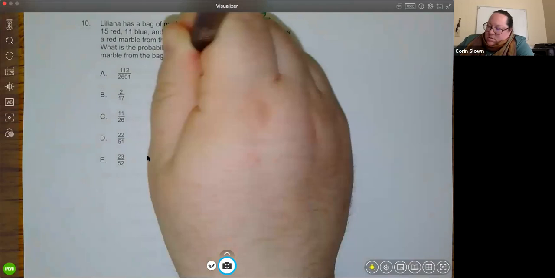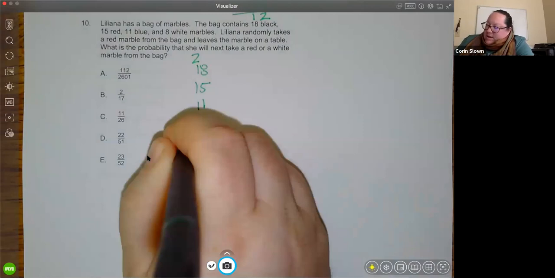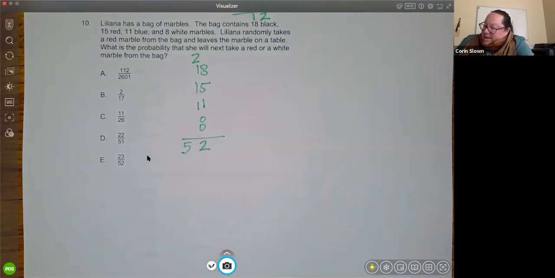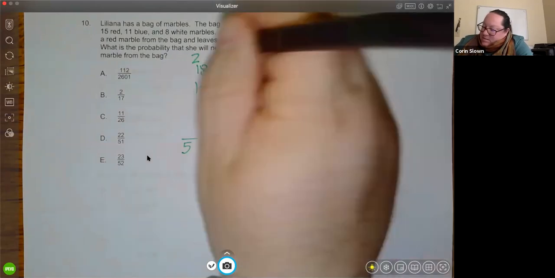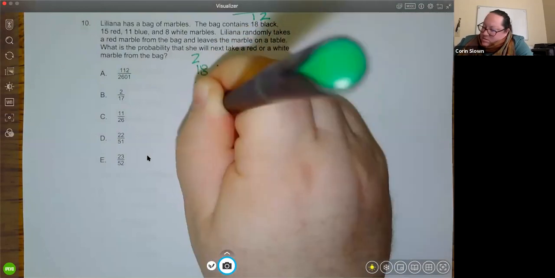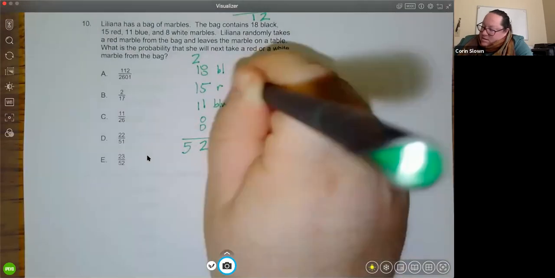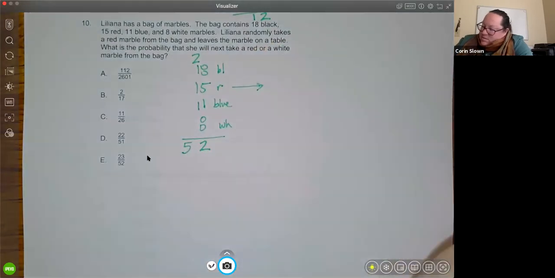Carry my 2. 2 plus 1 plus 1. So I've got 52 marbles total. Then it says Liliana randomly takes a red marble from the bag and leaves the marble on a table. So now let's think about this. If this is black, this is red, this is blue, and this is white. Okay, so it says she takes 1 red marble from the bag. What is the probability that she will take a red or a white marble from the bag?